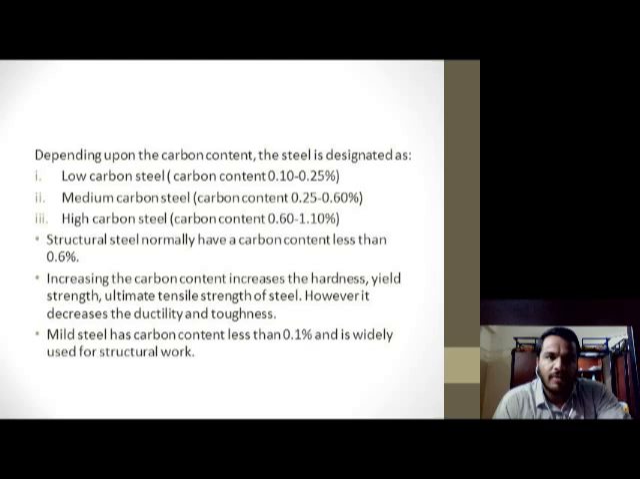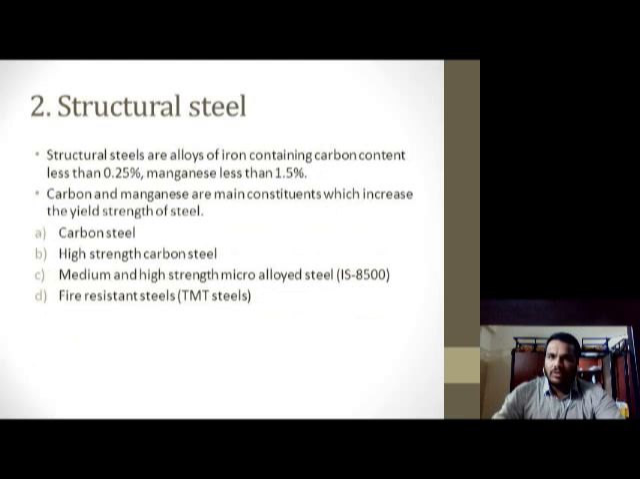However, it decreases the toughness and the ductility, as if one factor is there, there will be some other disadvantage, as we can see here, the ductility and the toughness. And mild steel has a carbon content of less than about 0.1% and is widely used for structural work. So these were the properties of steel which we have to consider in steel structures. Now coming to structural steel. Structural steels are alloys of iron containing a carbon content of less than about 0.25% and manganese less than 1.5%.